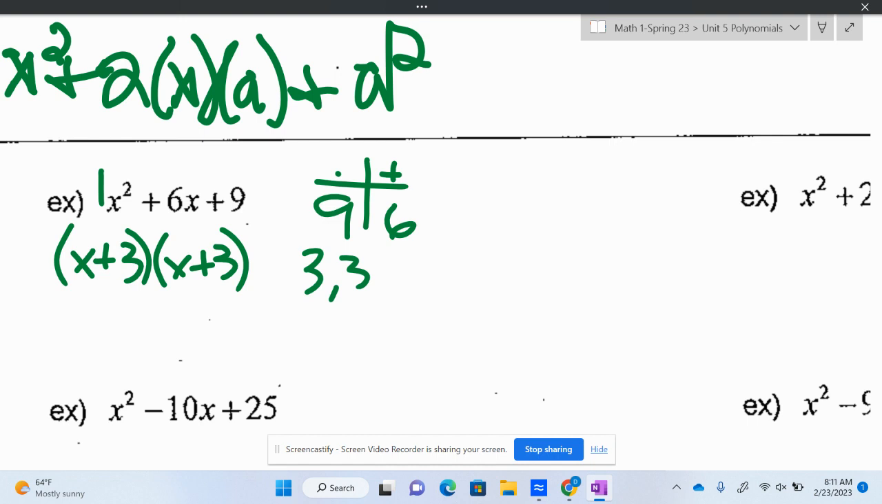And because those are the same exact factors, we rewrite them as, Zach, put your phone away. I think you have that out. Yes? Okay. X plus 3, the quantity squared. We write it as x plus 3, the quantity squared.